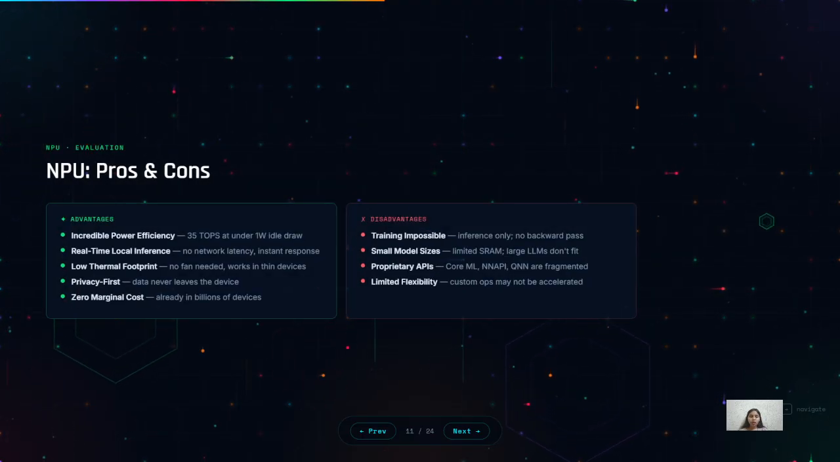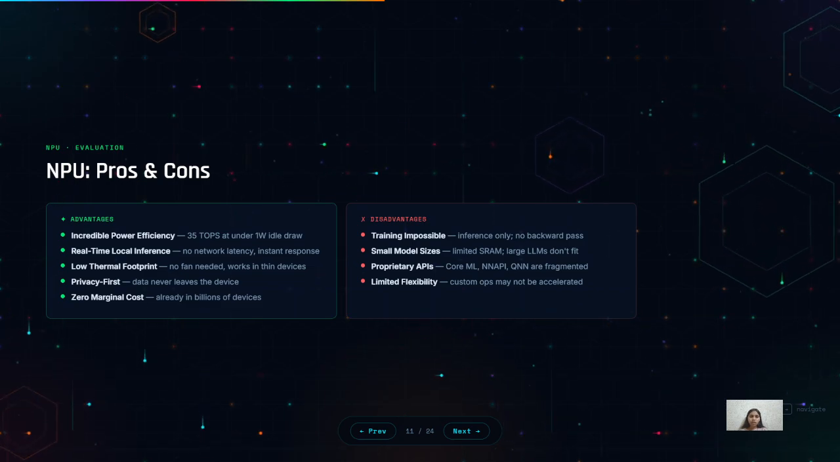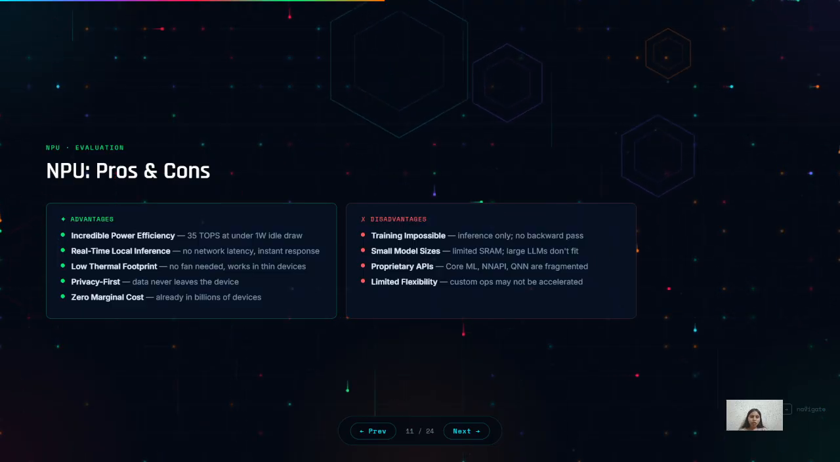Let's talk about the pros and cons of the NPU. The NPU's biggest strength is performance per watt. It enables local AI processing, better privacy, and lower latency. But NPUs are highly specialized. They are designed mainly for inference, not large scale training. Compared to GPUs and TPUs, NPUs cannot handle giant training workloads.